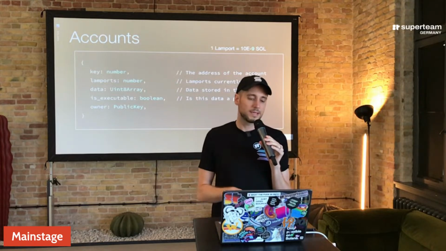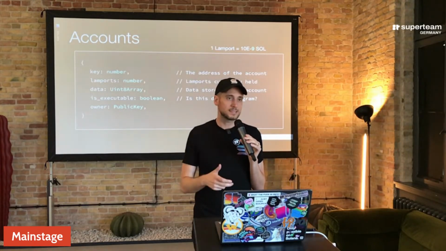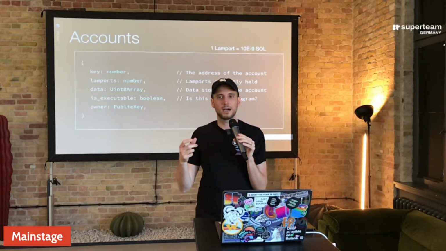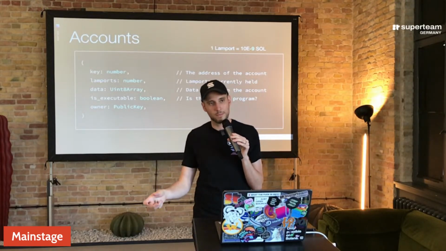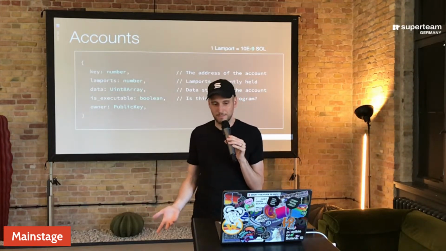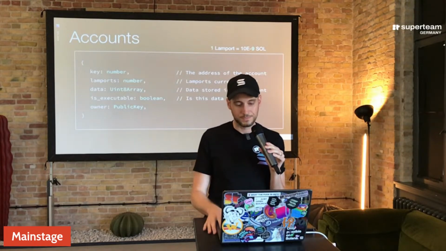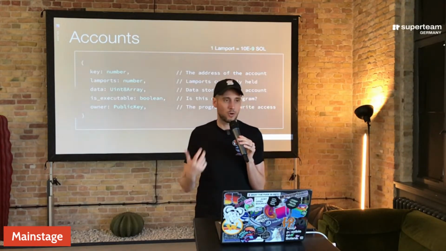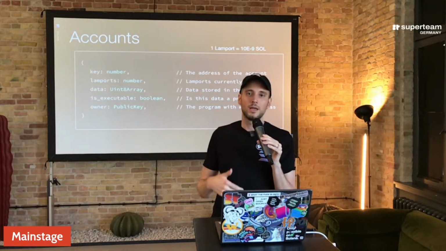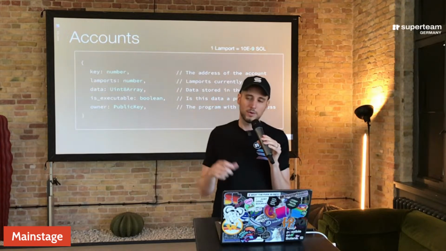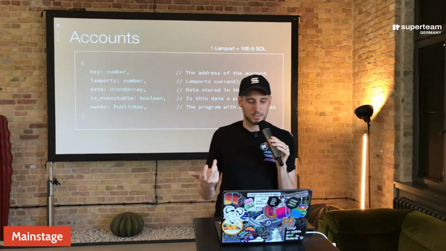Then the Boolean, it says it's executable. So as I said before, since everything is an account, you have to have some idea if this account is a program, which is like a smart contract that can execute and run code, or if it just holds data. So this Boolean here tells if it's an account that stores data or not. And then, of course, there has to be an owner, because as we said before, in order to modify an account or in order to deposit something from there, you have to be the owner of this account. So this is also important.